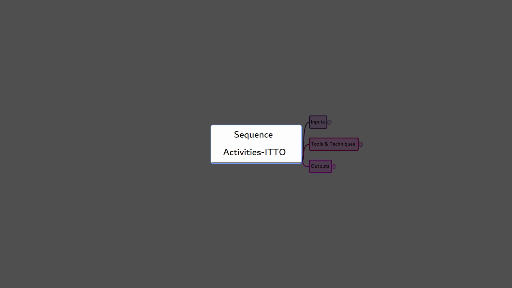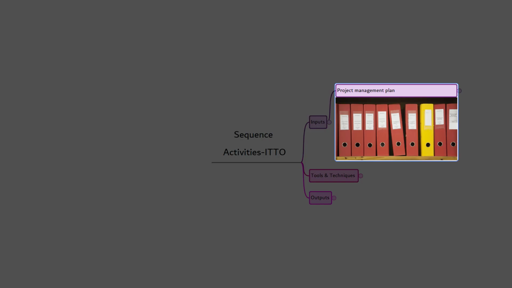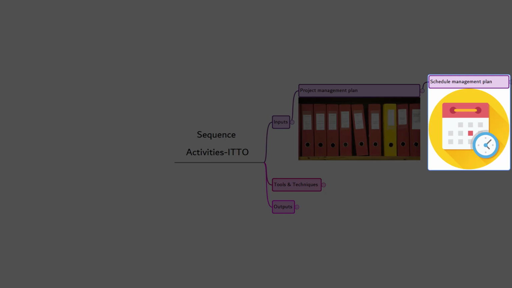All right, now it's time for ITTOs. First, the inputs. In it, the first one is project management plan, which obviously means components of the project management plan. Here we have two components. Let's look at those. First, schedule management plan.